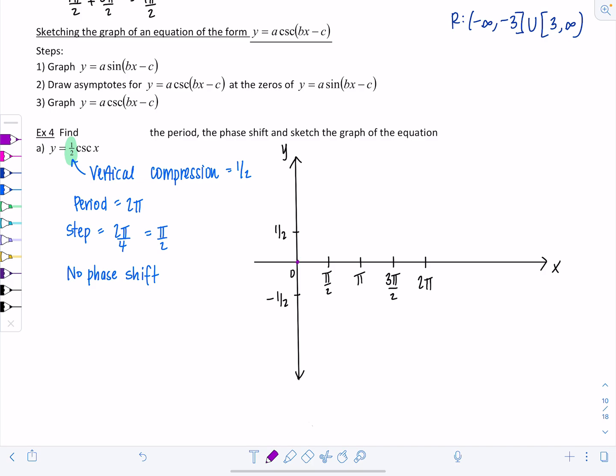So sine starts at 0, up, back to 0, down, back to 0. Here's sine. Now the only difference is everywhere sine is 0, cosecant's going to have an asymptote. So it has an asymptote right here at the y-axis, and then another one here, and then another one here. We've got 3 asymptotes. How fancy. And then again, yes, it looks like smashed parabolas.